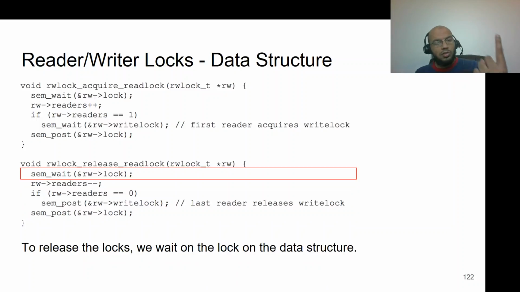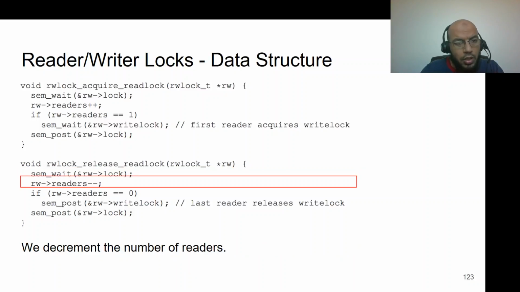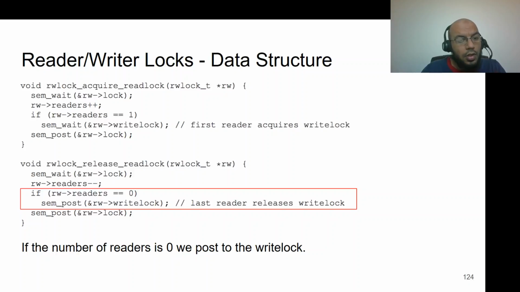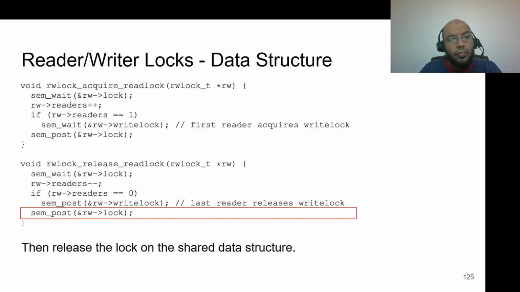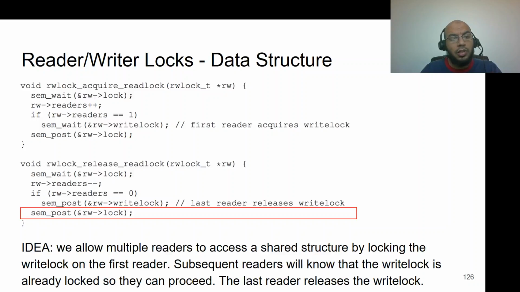And now the last reader comes in. There's just 1 reader left, so it calls lock. It acquires the general lock, decrements the number of readers. Now there are 0 readers. So is the number of readers equal to 0? Yes. So now it can post to the write lock, releasing the write lock, and now any writer can acquire the write lock. So now you have it released.